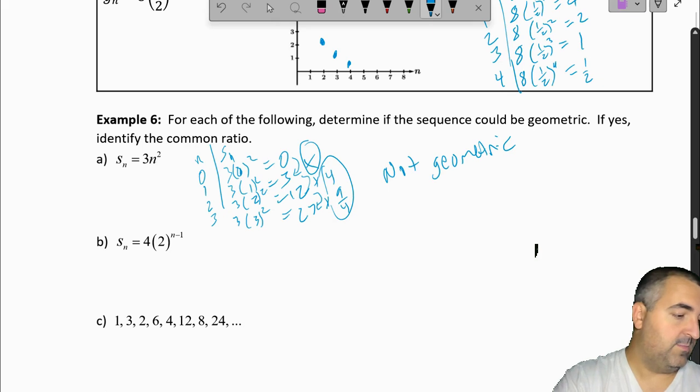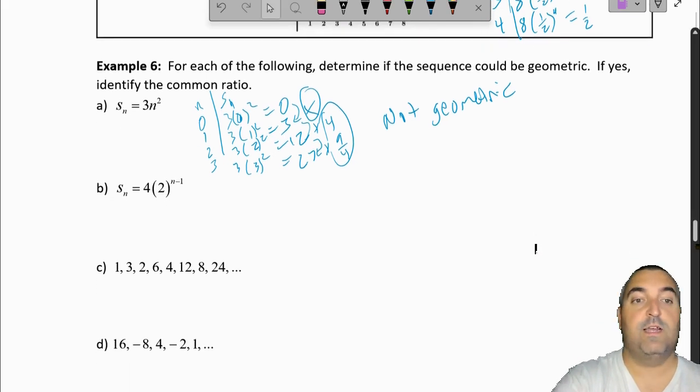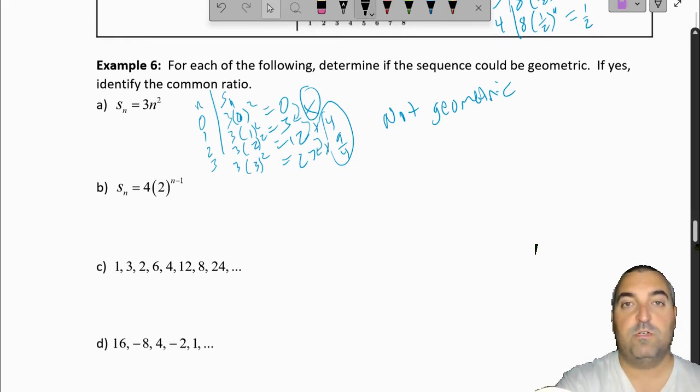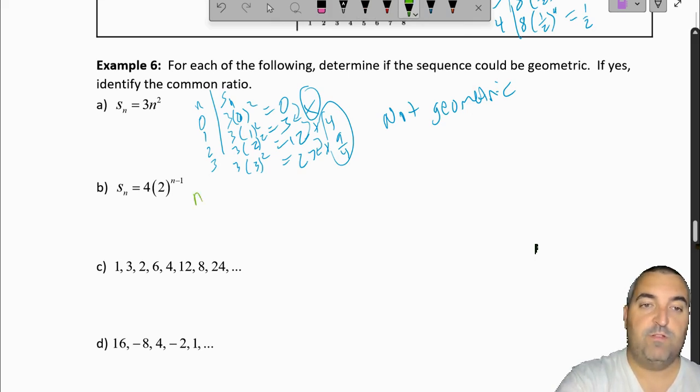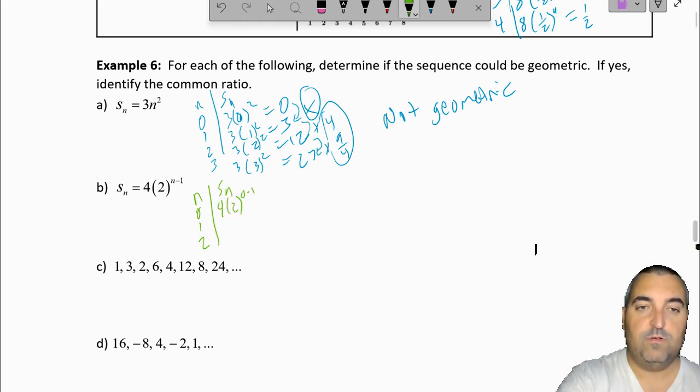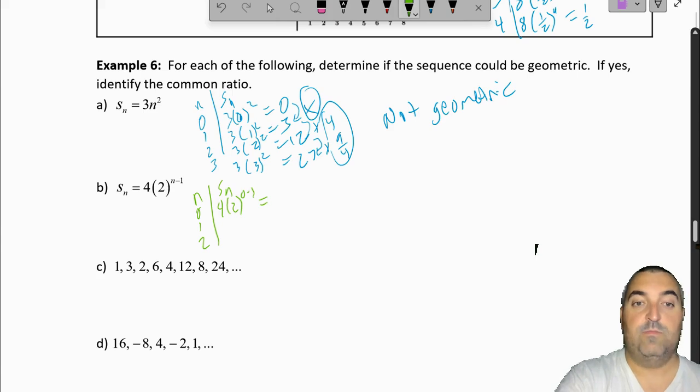All right, let's keep going. For the next example, you could possibly tell just based on the equation, but for the sake of this video, I'm going to do a table of values. So 0, 1, 2 in this case. I have 4 times 2 to the 0 minus 1. 0 minus 1 is -1. 2 to the -1 is 1/2. 1/2 times 4 is 2.